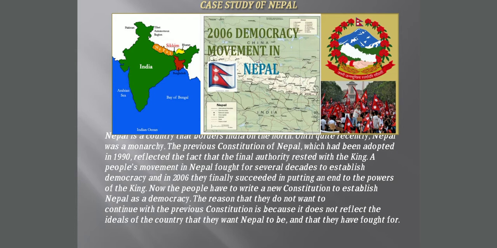These are different pictures of the geographical area. If you look at the map of India, Nepal has been shaded. This is the 2006 democracy movement in Nepal. This is the flag they have for their party. One picture is showing the party flag, as well as the people demonstrating for the establishment of democracy.